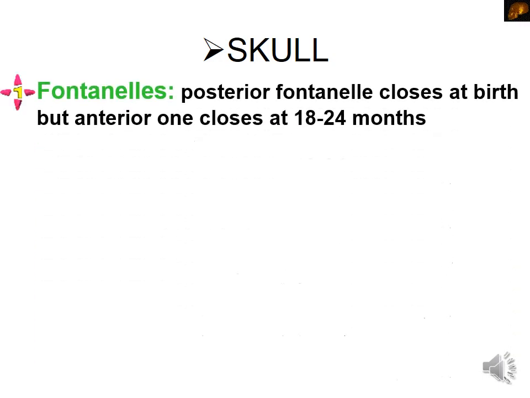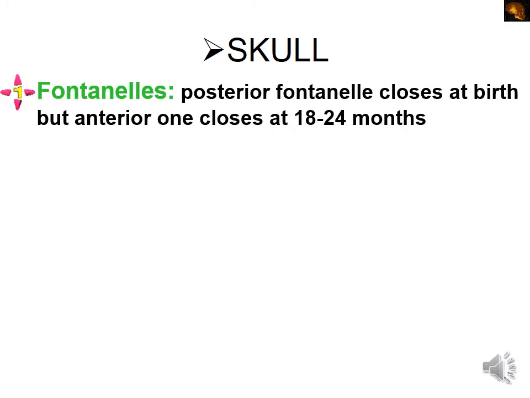There are two features in the skull that I can use to identify age: fontanelles and sutures. What are the fontanelles? The fontanelles are normal openings in the skull that allow normal growth and development of the brain in the early part of life, during the intrauterine period and the first year of life. There are two openings: the posterior fontanelle at the back of the skull and the anterior fontanelle.